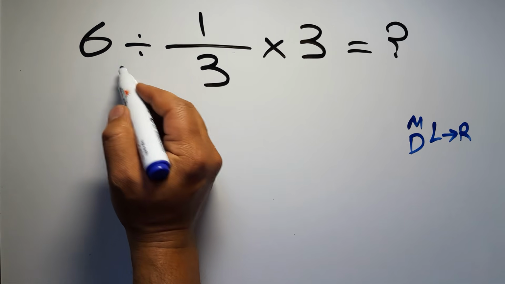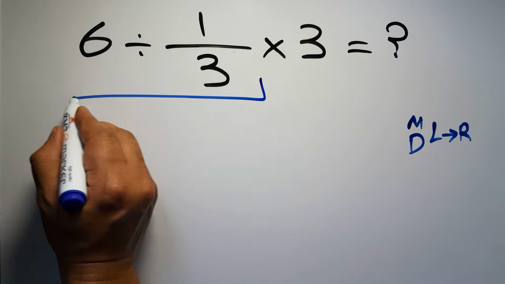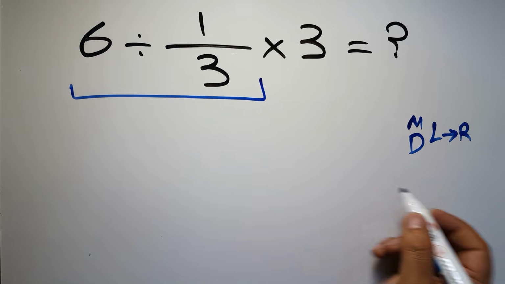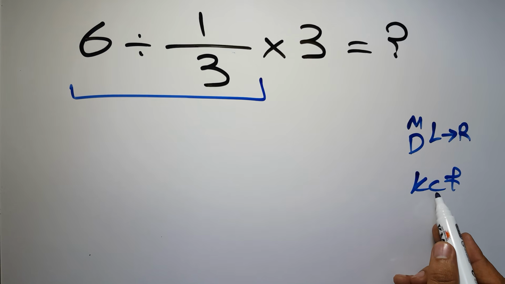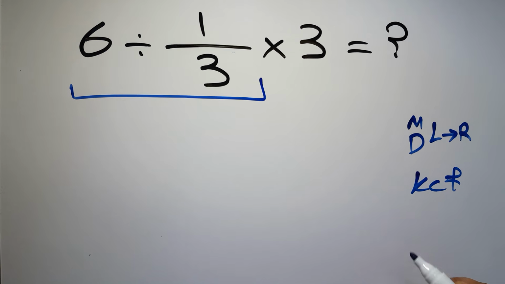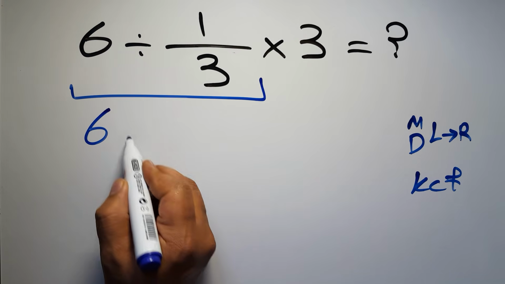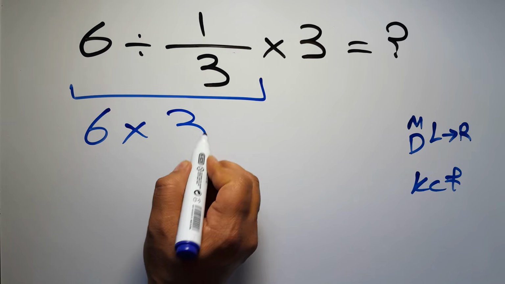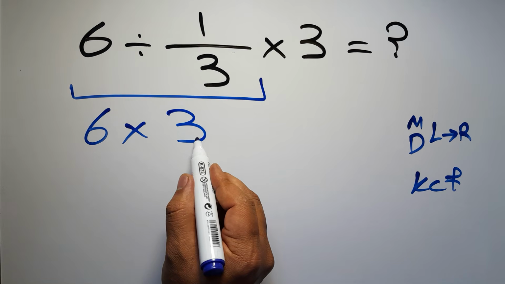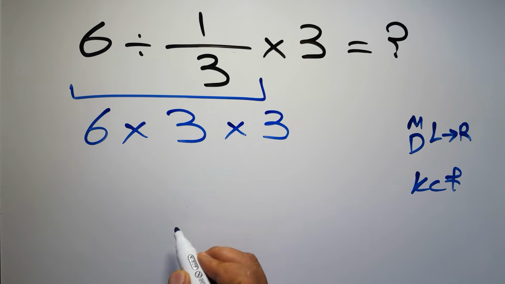So first we have to do this division, 6 divided by 1 over 3. According to the KCF rule, K stands for keep, C stands for change, and F stands for flip. We can write keep the first fraction, change division to multiplication, and flip the second fraction. So 6 times 3, and here again we have times 3.